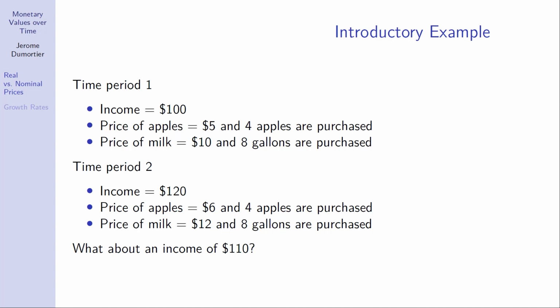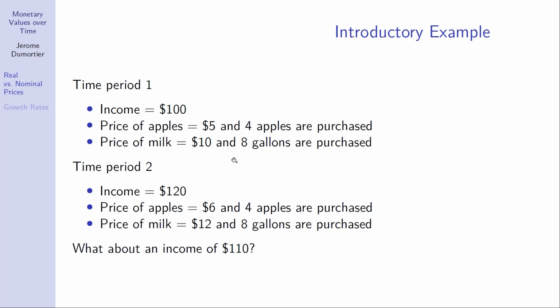Now consider time period 2, where your income is $120 and the price of apples is $6 and the price of milk is $12 per gallon. Again, you're purchasing 4 apples and 8 gallons of milk. Now the question is, has your income increased between the two periods? On one hand, you are earning $120 in the second period compared to $100 in the first period. There you can say that your income increased by 20%, but note that your consumption hasn't changed, because in both periods you can still only consume 4 apples and 8 gallons of milk.